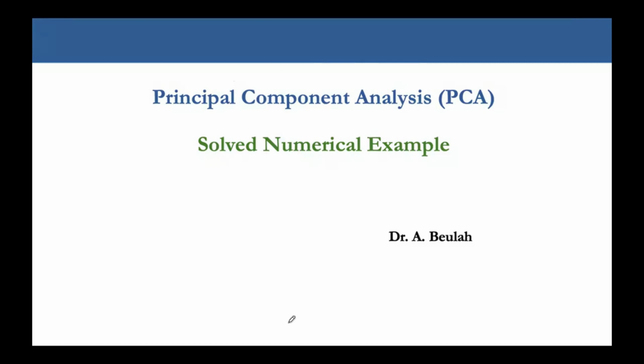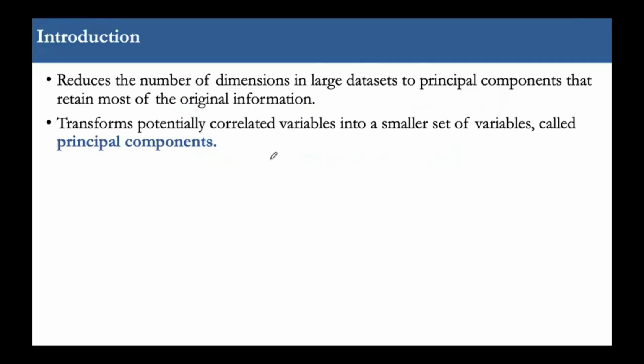Welcome. In this video, we will be learning about principal component analysis with a solved example. So first we learn what is principal component analysis. PCA tries to reduce the number of dimensions in a larger data set using the principal components. We'll try to get the principal components, and these principal components will retain the most useful information. As well, this transforms the potentially correlated variables into a smaller set of features called the principal components.